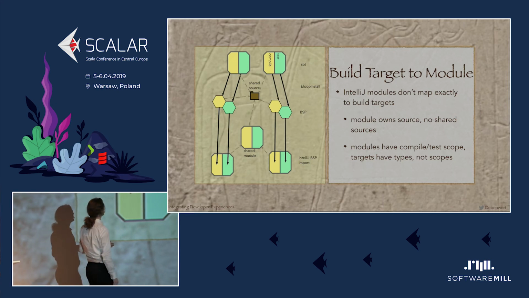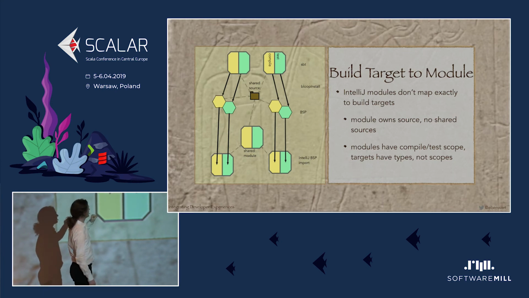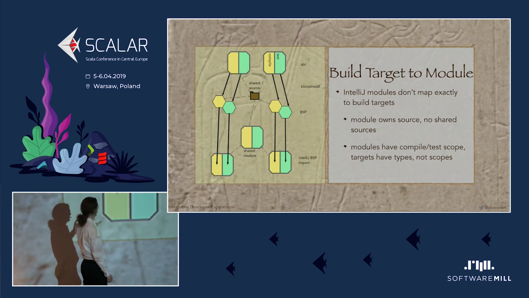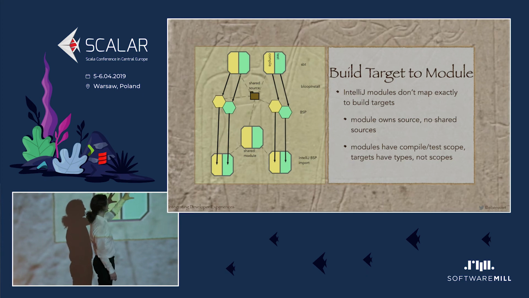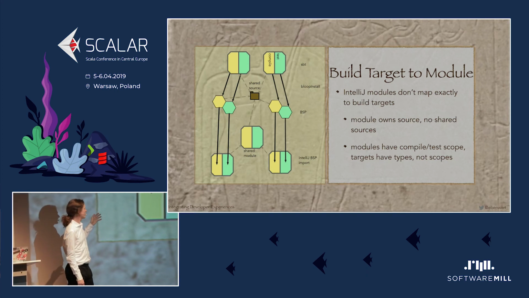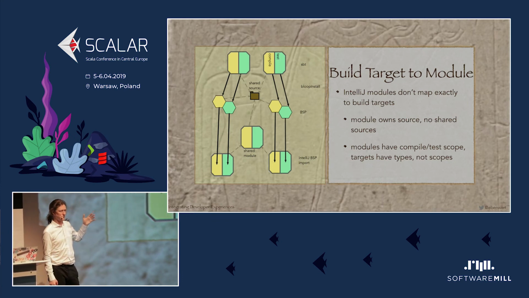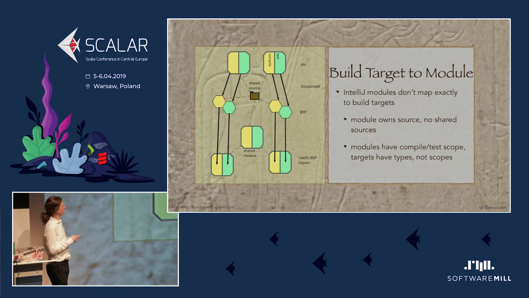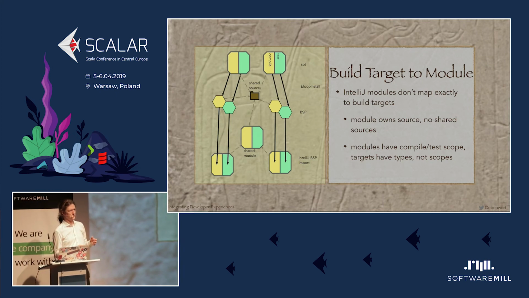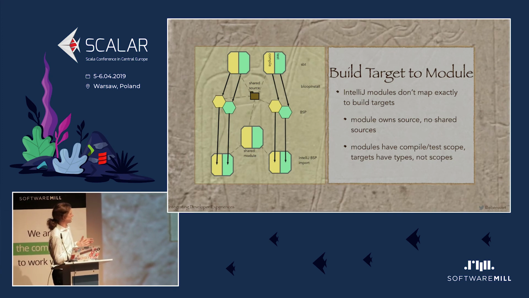So we do some nasty trickery. We create a synthetic module, which contains the shared sources, and put dependencies from the proper modules onto this synthetic module. Another challenge is that IntelliJ modules only have a compile and a test scope, whereas BSP modules or targets might have anything, but typically they will be only one scope, so just for compilation or just for testing, compilation and running, or testing.